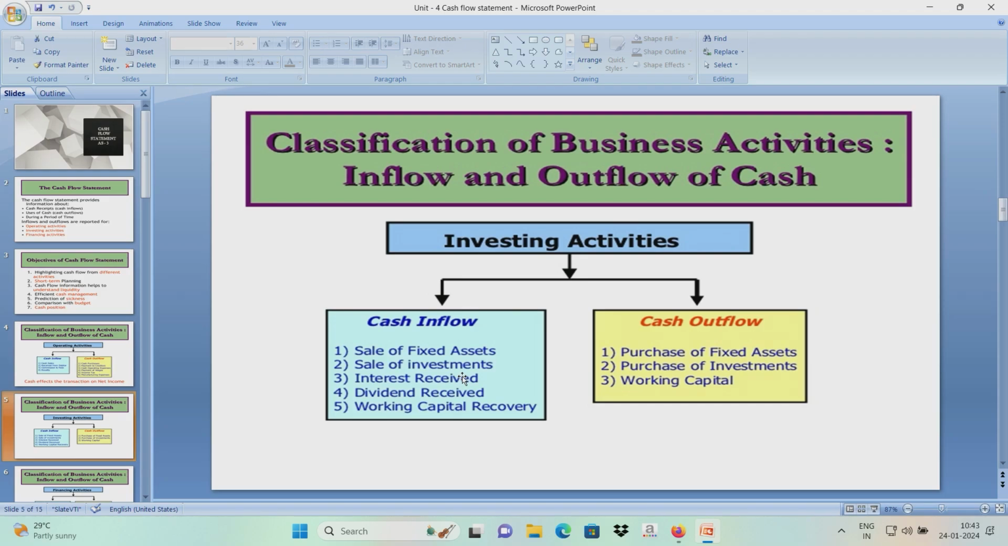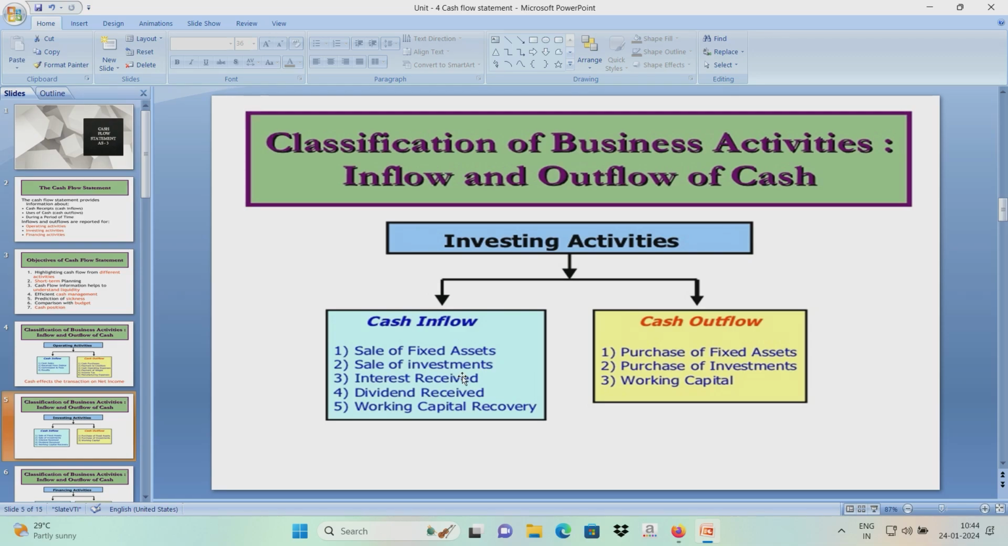The next is investing activity. In investing activity, we have to find out the cash inflow and also the cash outflow. It is mainly focused on assets. Whatever asset we purchase is an outflow. When we sell any kind of asset, it is a cash inflow. The cash inflows are sale of fixed assets, sale of long term investments, interest received, dividend received, and any working capital recovered. These items are represented under cash inflows.